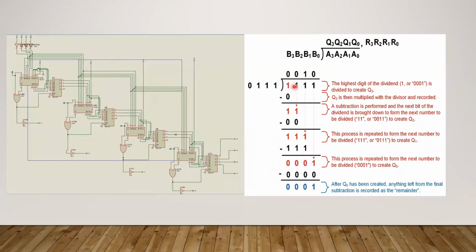The dividend is 1111, the divisor is 0111, and after the division, the quotient is 0010 and the remainder is 0001. These results are shown in hexadecimal format in the 7-segment display in both software and hardware parts.